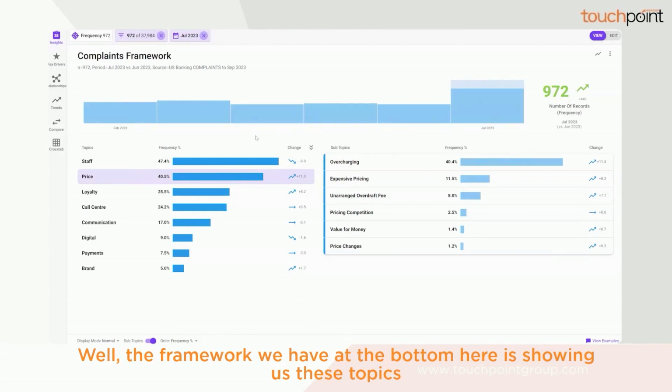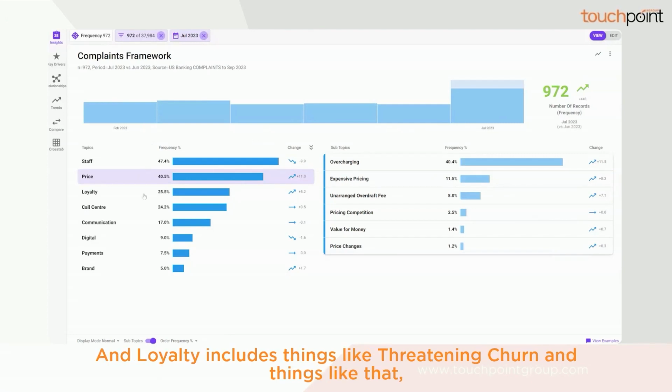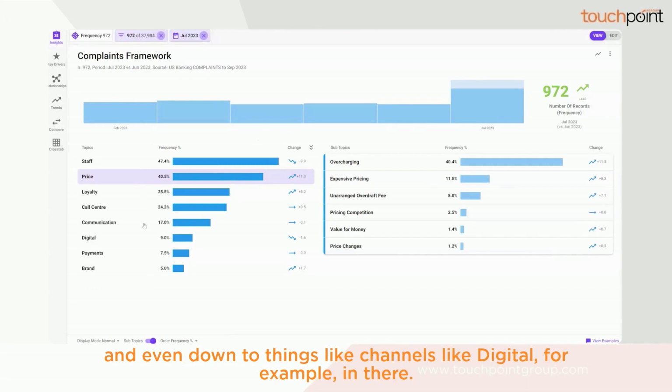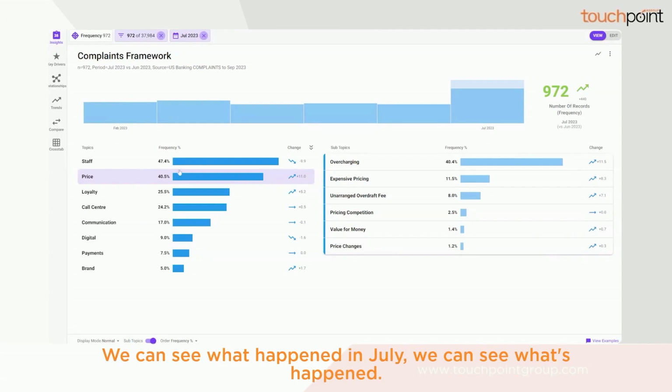Well, the framework we have at the bottom here is showing us these topics that are important to customers, these major topics. So topics around staff, around price, around loyalty, and loyalty includes things like threatening churn, things around the call center, communication, and even down to channels like digital, for example. So first of all, let's have a view of what happened in July.